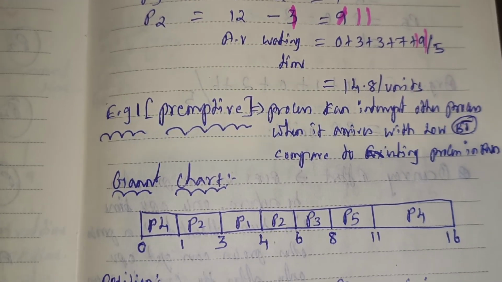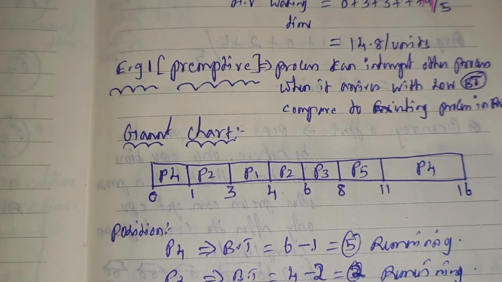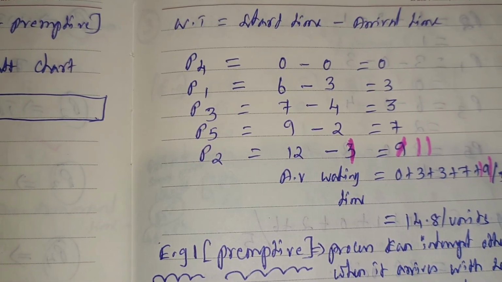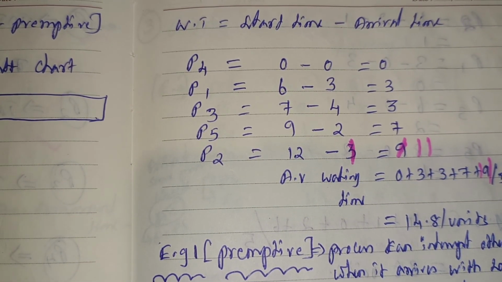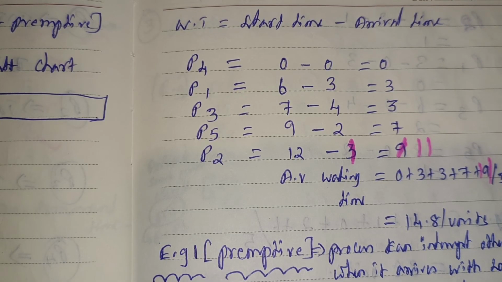Okay. So now again I am getting into the preemptive process. Now this is the end of this video. I will explain what SJF, that is shortest job first, is in preemptive scheduling.